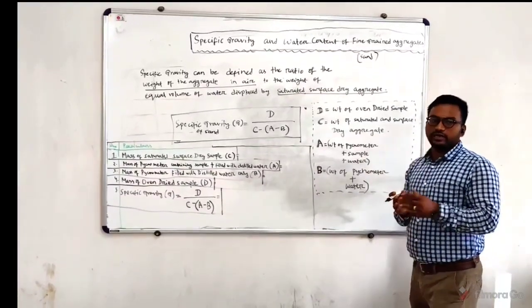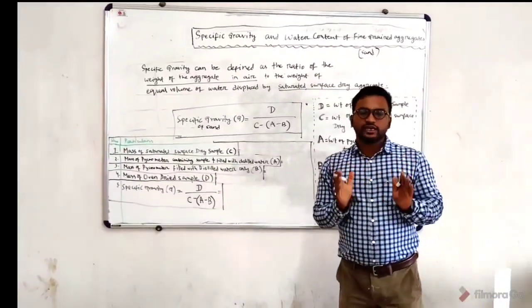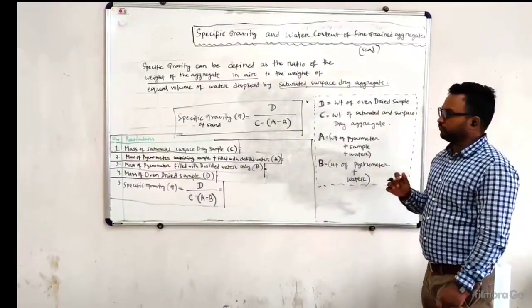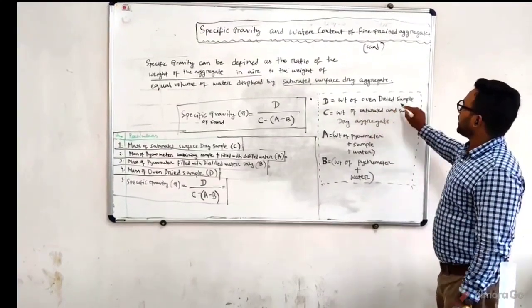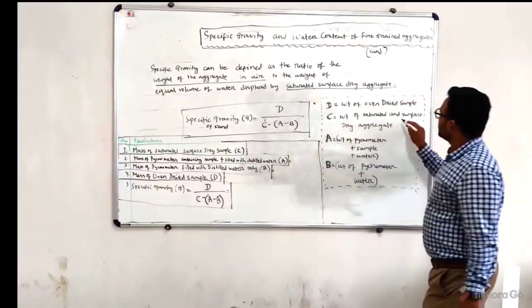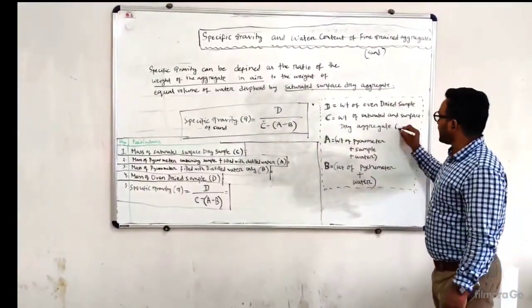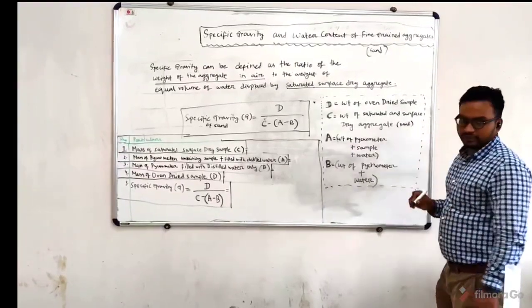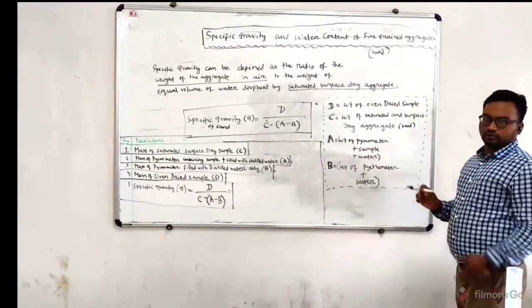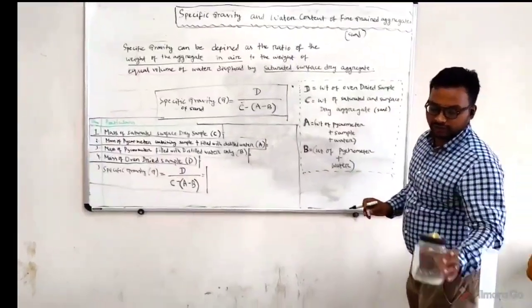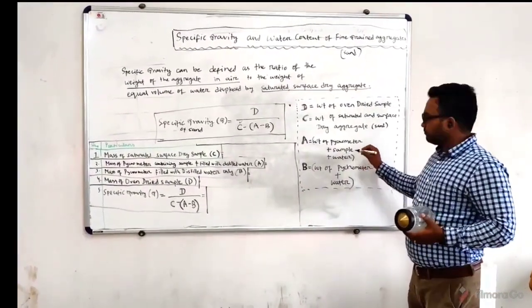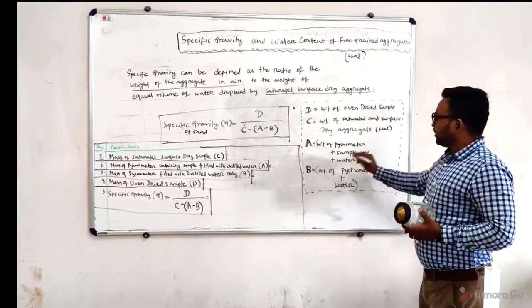We will go into the experiment and take note of each and every component and equipment. But first, just have a brief idea of what we are going to do. D is equal to weight of oven dried sample. C is the weight of saturated surface dry aggregate or sand. Here the aggregate is sand, fine aggregate. A is equal to weight of pycnometer. There is an instrument called pycnometer. You can see this is a pycnometer. Weight of pycnometer plus sample sand plus water.